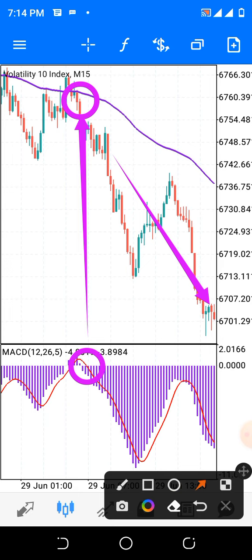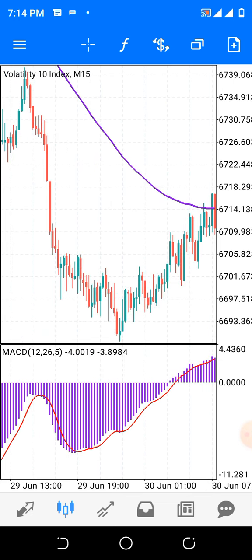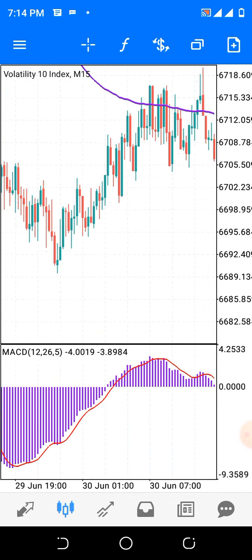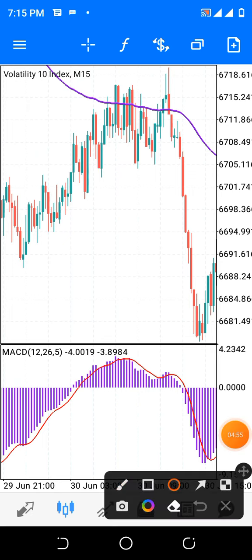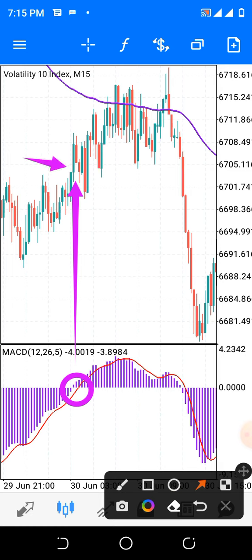Now watch closely. Let me show you something again. There is a crossing here. Now let's see if there is a simultaneous crossing above. Now this is where the price is. Is there any crossing? Of course, there is no crossing. Look at it. There is no crossing. So this is not a profitable trade. You don't take such a trade. You understand? Now let's proceed.